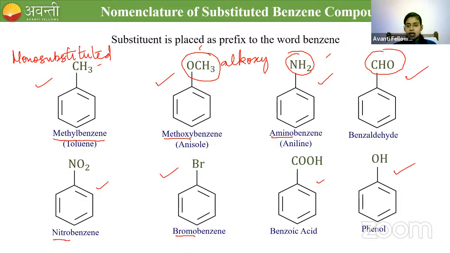The other names I have given for a few compounds, you have to learn those names also. For methylbenzene it is toluene, for methoxybenzene it is anisole, and for aminobenzene it is aniline. So the other name is also very important. Try to memorize the names of these monosubstituted benzene compounds today itself. Will you all do that? Will you all study the names of these compounds today itself? Yes?